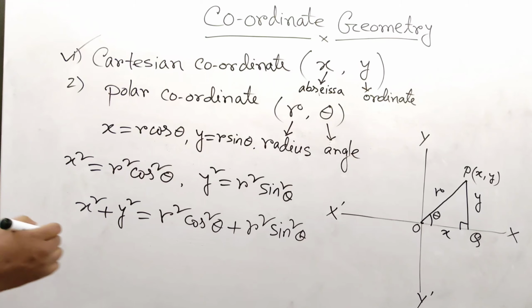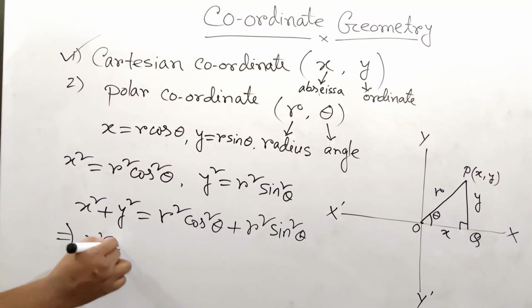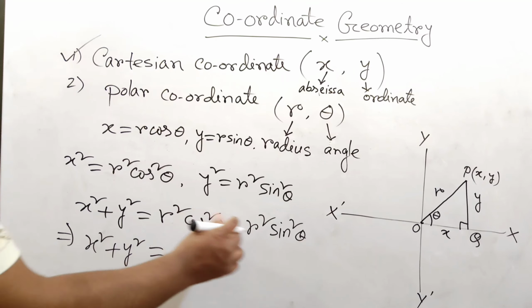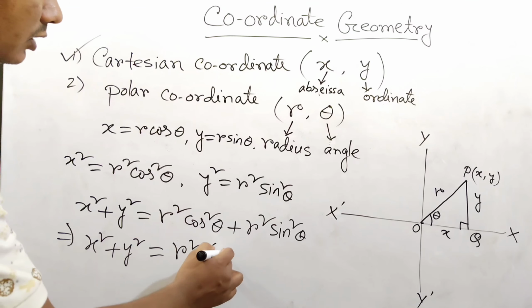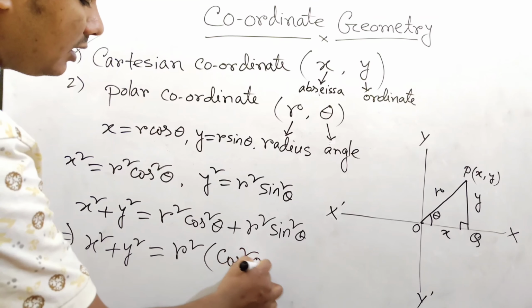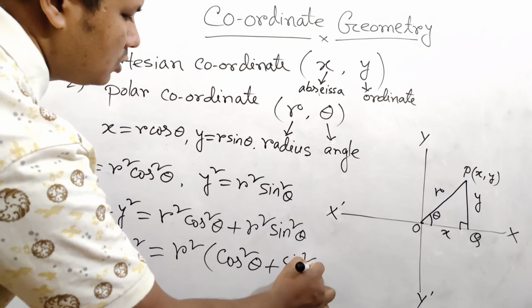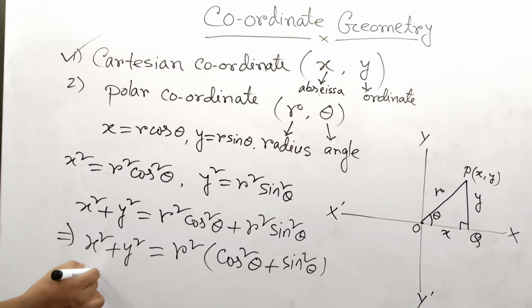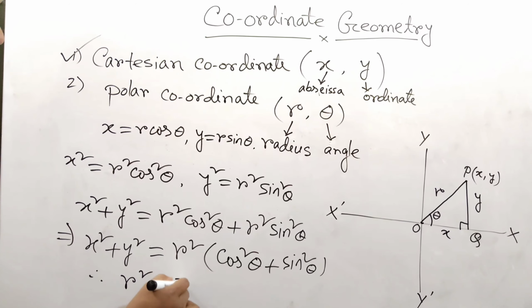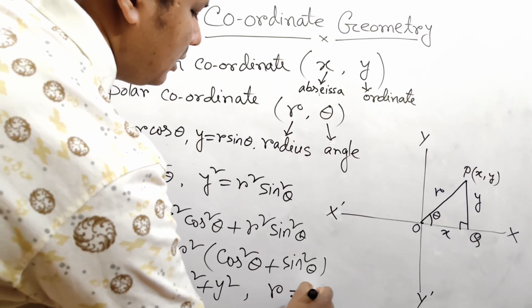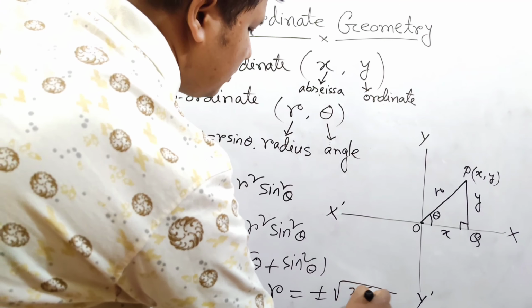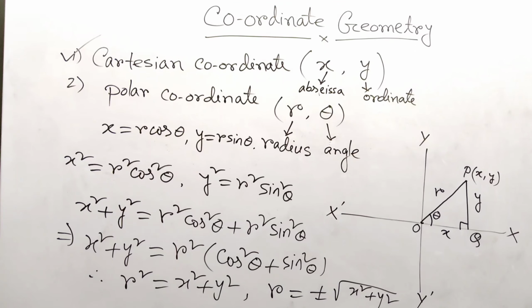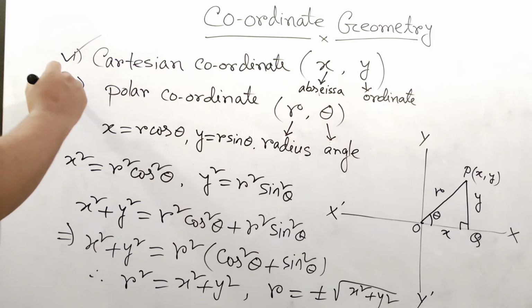Now we can do some working here. So x squared plus y squared equals, if we take r squared common from both, cos squared theta plus sin squared theta. In trigonometry we know that cos squared theta plus sin squared theta equals 1. So in short we can say that r squared equals x squared plus y squared, or finally r equals plus or minus root over x squared plus y squared. So these are the relations between Cartesian coordinates and polar coordinates.